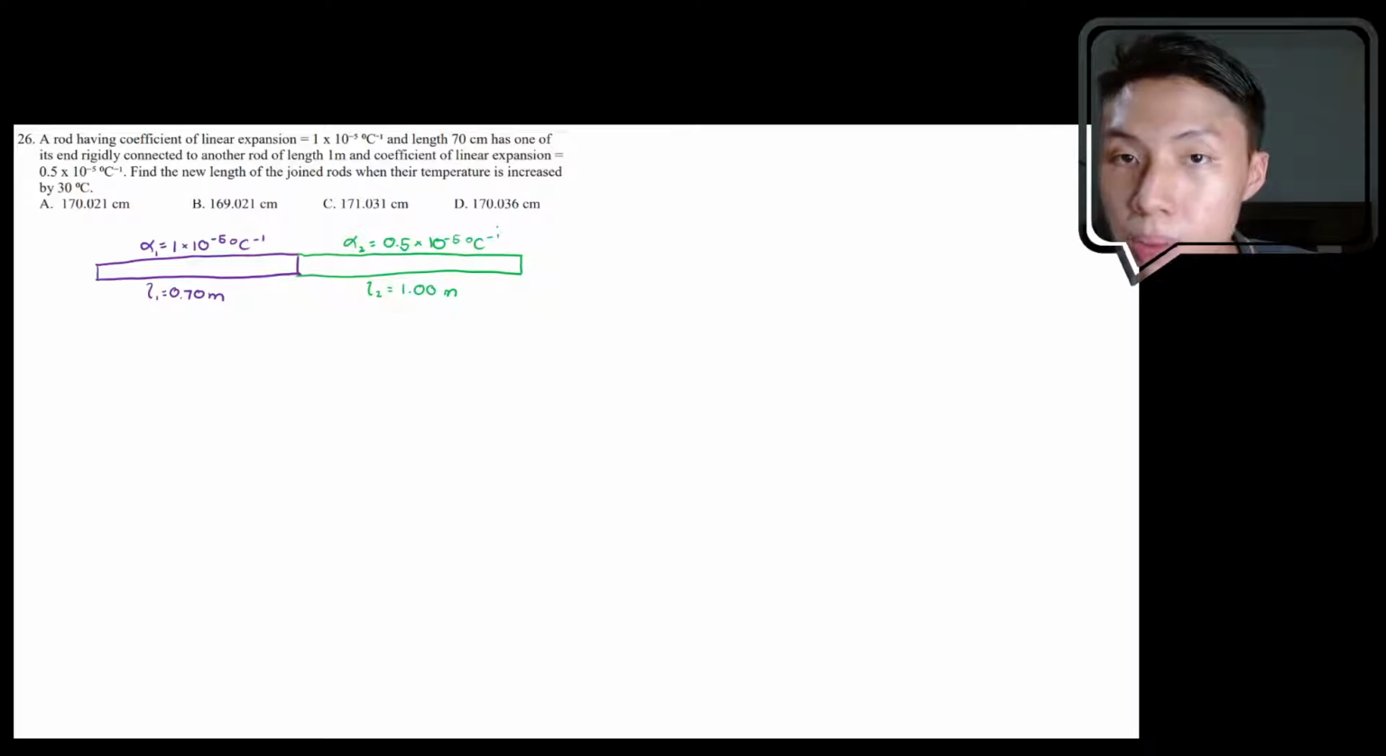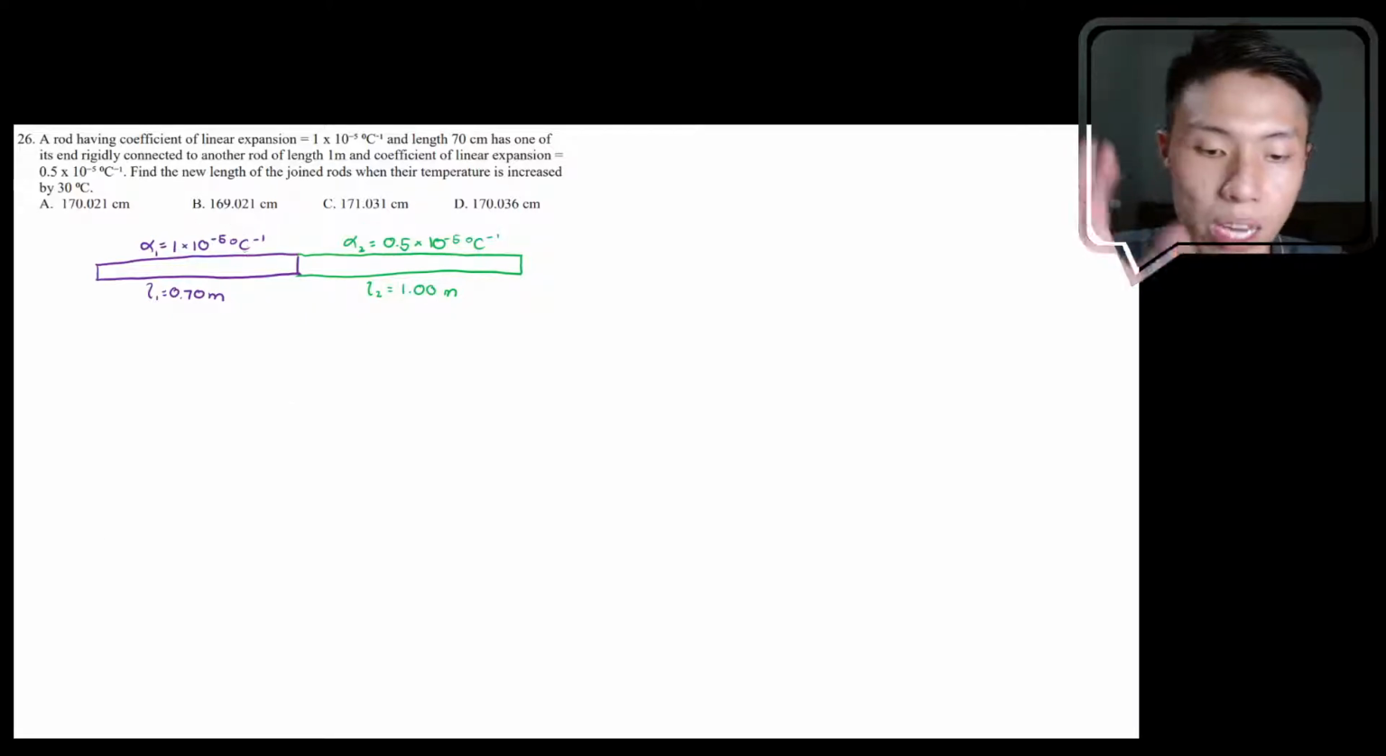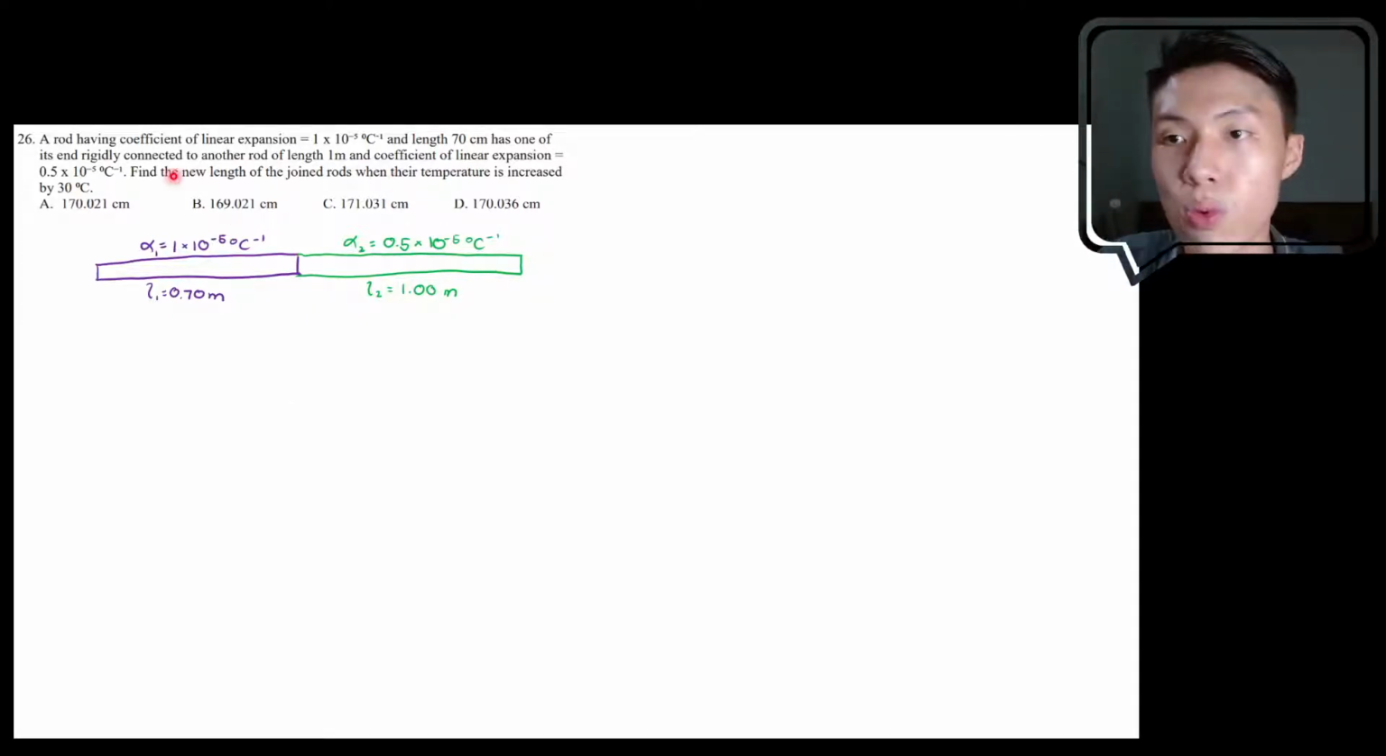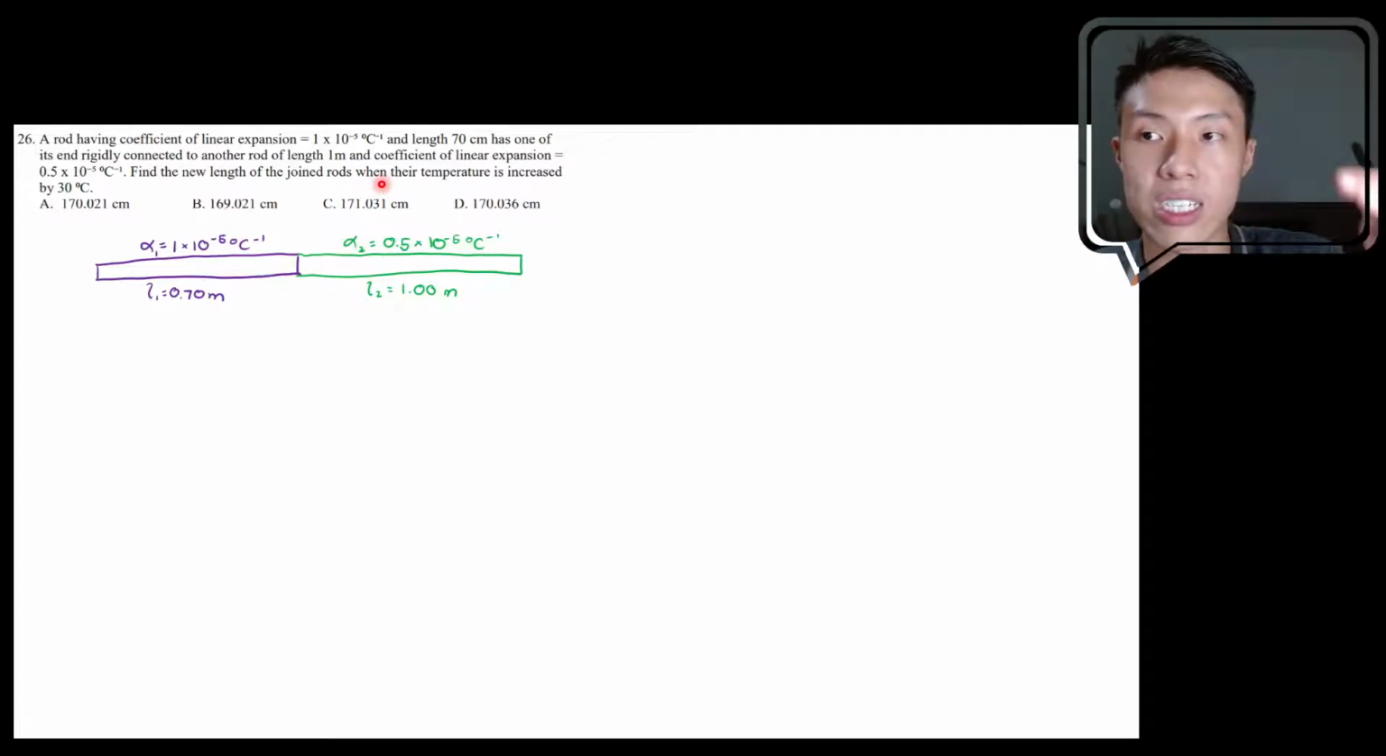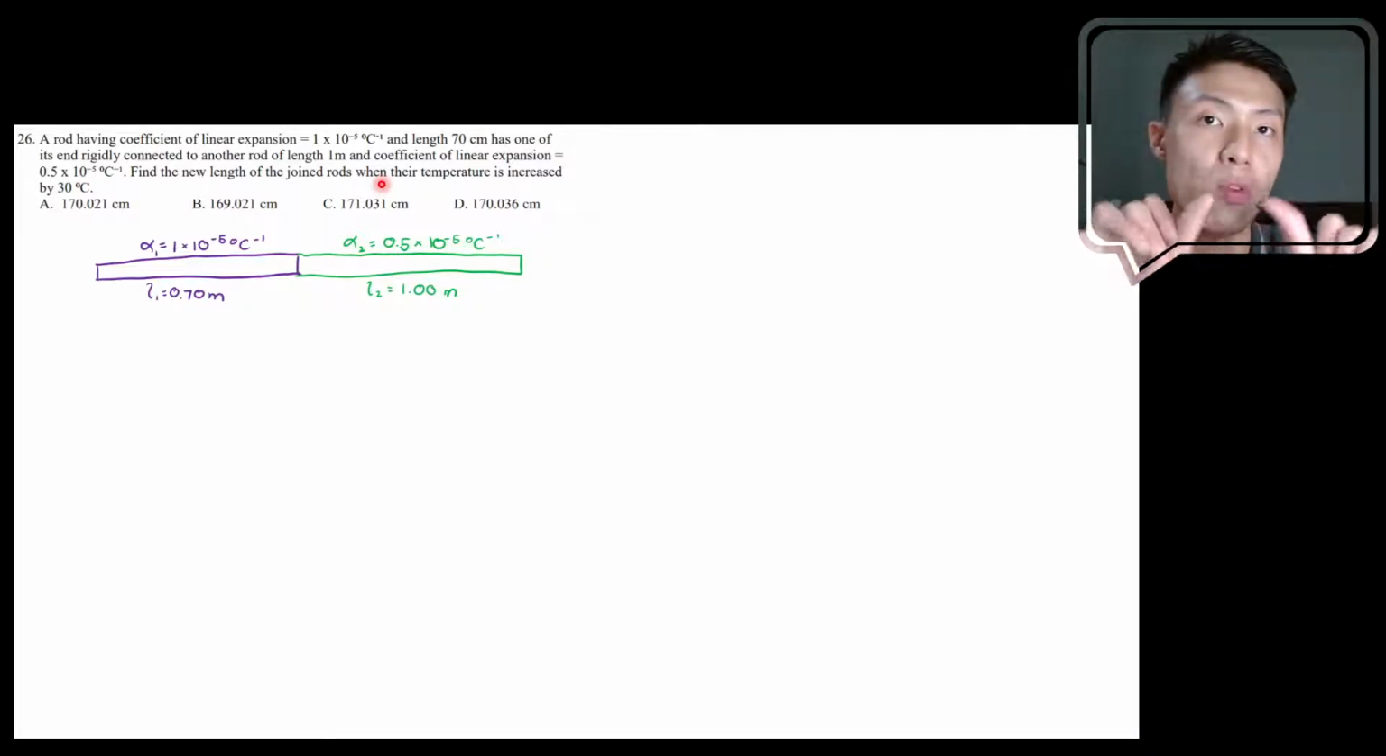We have two rods connected to each other. Previously they were at a certain temperature. Now they ask what is the new length of the joint rods when the temperature is increased by 30 degrees Celsius. So they experience a change of 30 degrees Celsius. Now it's 30 degrees Celsius higher than initial. So both of these rods here will expand.